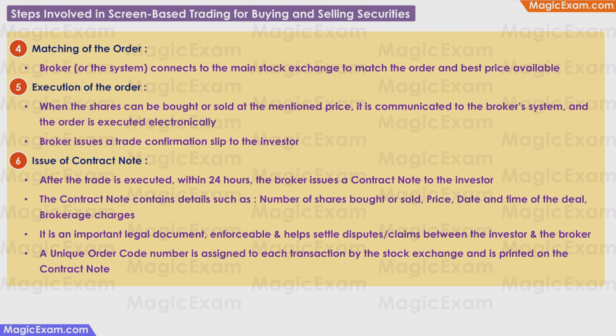When trades are confirmed on the stock exchange platform, a unique order code number is also assigned to each transaction by the stock exchange system, and this number is also printed on the contract note, and this can be used to track the order on the stock exchange platform.